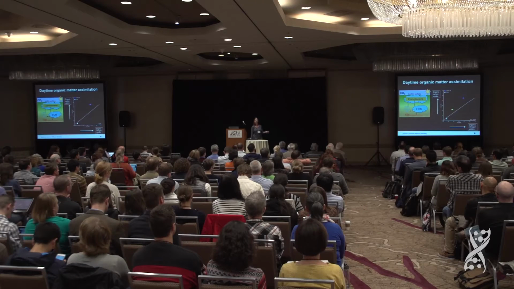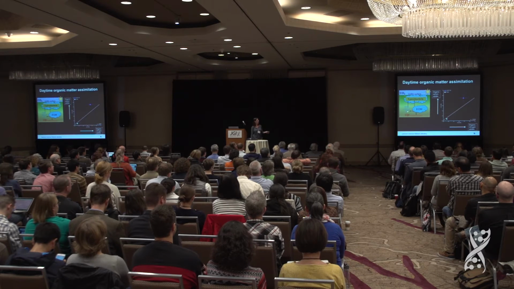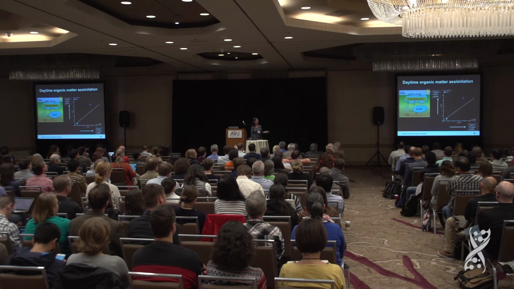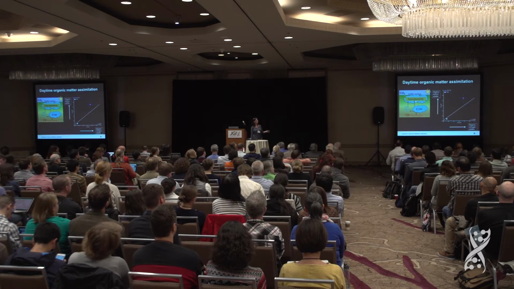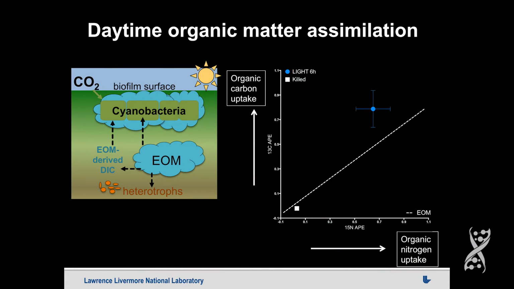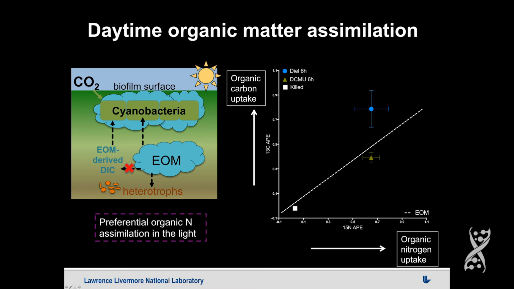And when you feed this labeled extracellular organic matter substrate, you have heterotrophs that can also break down this organic matter and respire that labeled 13C. And then this could also go into the cyanobacteria. So this point here is measuring both this arrow and this arrow. To try to account for that, we use an inhibitor that inhibits photosynthesis. It's called DCMU. It blocks photosystem 2 electron transport and is blocking DIC assimilation.